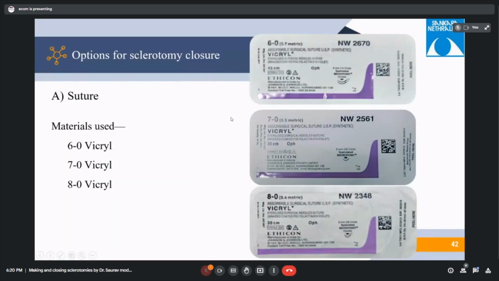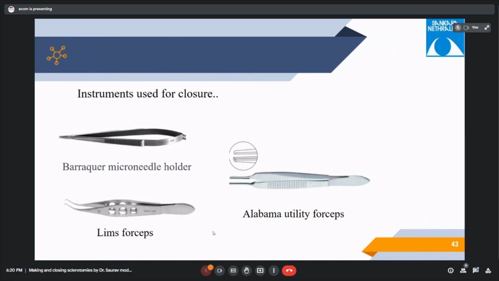But if the self-sealing nature of the wound fails and one needs to close the wound, what are the options available? First is the suturing of the sclerotomy wound, usually done with the help of 6-0, 7-0, or 8-0 Vicryl. The 6-0 Vicryl was commonly used in the 20 gauge system. Nowadays 7-0 or 8-0 absorbable sutures are preferred for closure.